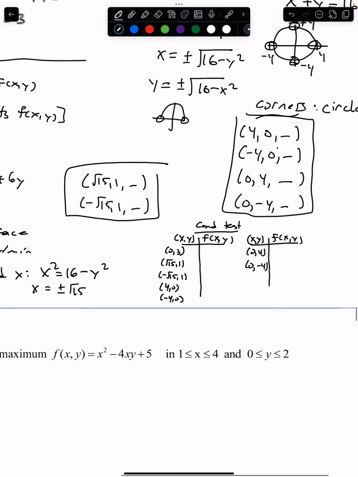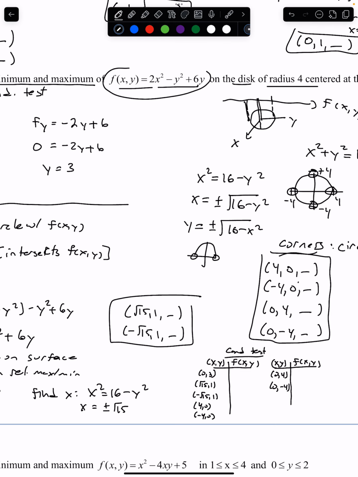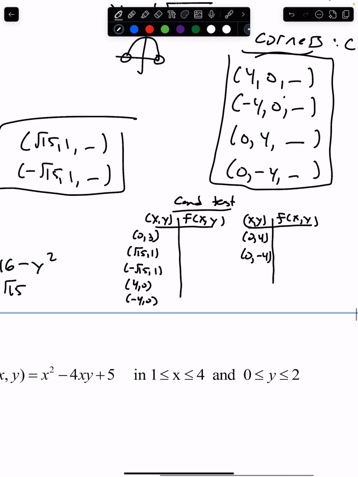And all I have to do is plug all of these points into our function up top. If we plug in 0, 3, we would get 9. Root 15, 1, we get 35. Negative root 15, 1, we get 35. Plug in 4, 0, 32. Negative 4, 0 is 32. 0, 4 is 8. And 0, negative 4 is negative 40.